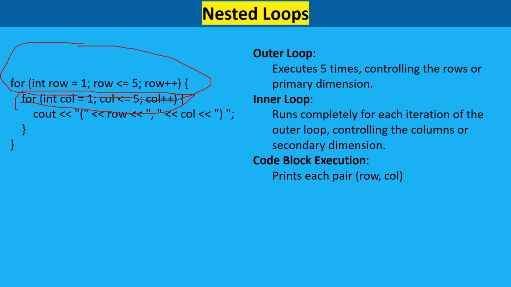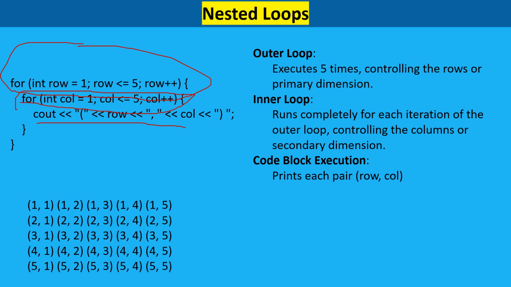And then we have a code block execution, to print each pair of row and column to represent grid positions. This code will output all combinations of row and column where both range from 1 to 5. And here's what it looks like.